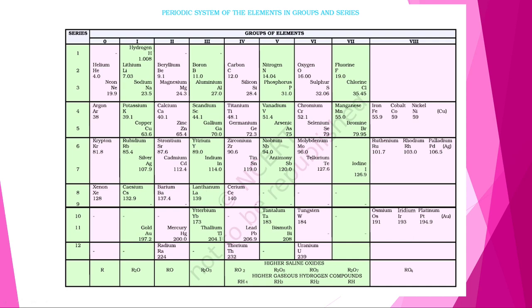The first advantage is it made the study of elements easier, and it was very easy to understand and learn the properties of elements. Mendeleev also left some gaps in his periodic table, and he predicted that later on these new elements will be discovered. He predicted their properties, and later on those elements were discovered and their properties were similar to those predicted by Mendeleev.